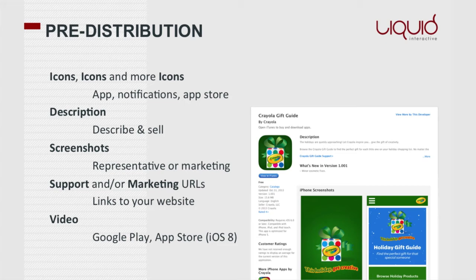And also, we can do video. We can produce a video demonstrating what the app does and deploy that in Google Play. And coming in the fall, hopefully, a way to deploy video to the App Store so that when a person views your app description here, they'll actually be able to see a video. You can actually see that in some apps now, but Apple's controlling that. And in the fall, they should open that up to all developers.